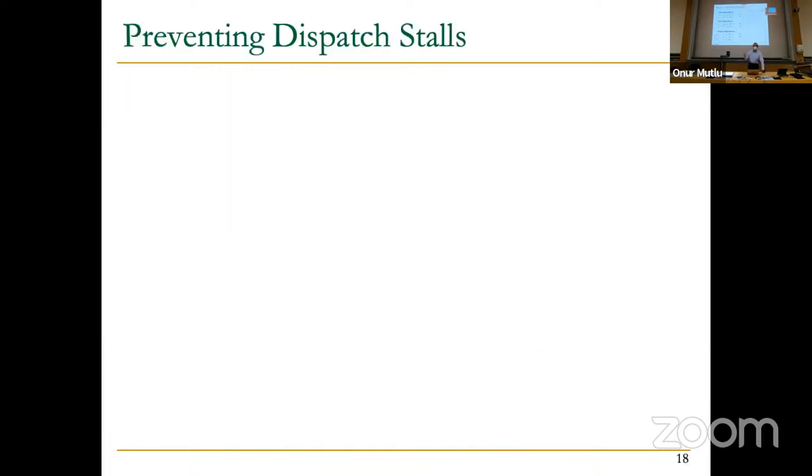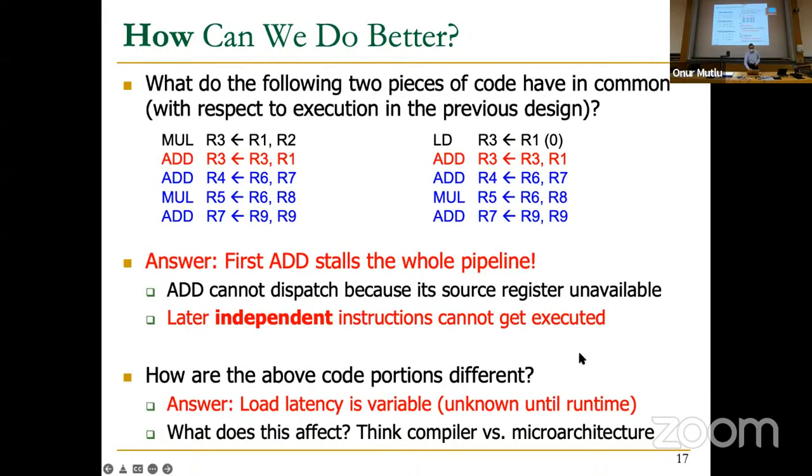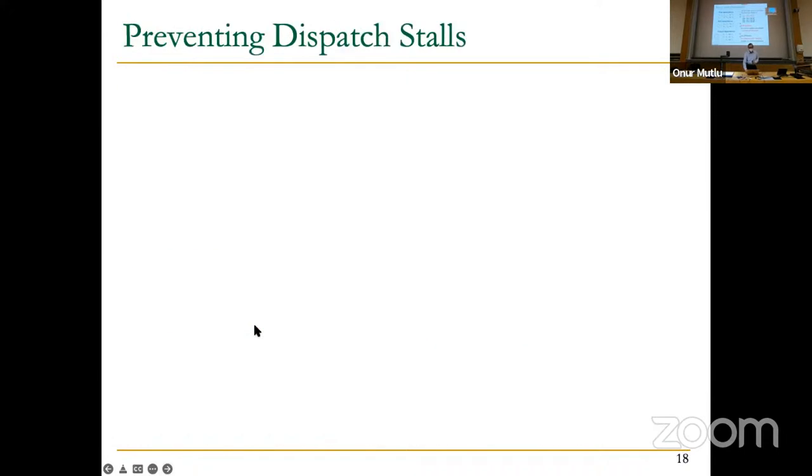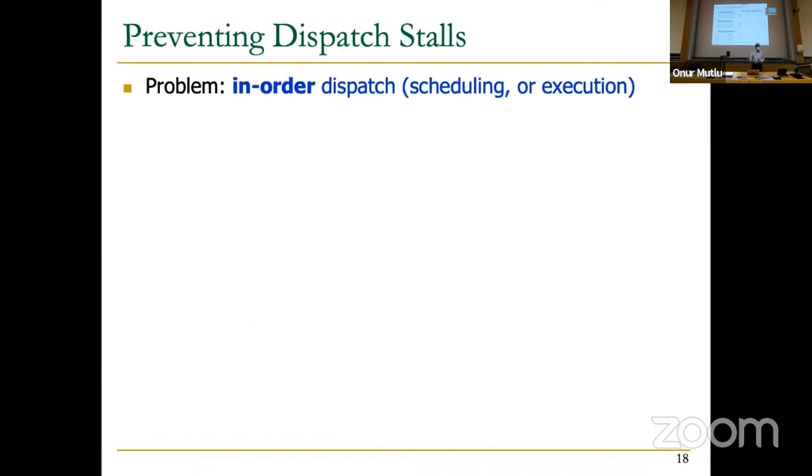Okay, so let's talk about these two pieces of code. They show that whenever you have a dependency, you cannot move the pipeline. You cannot dispatch, basically. Essentially, you have a dispatch stall. As a result, later independent instructions cannot get executed. So how can you prevent it? Basically, the fundamental problem is you have in-order dispatch. In other words, in-order scheduling, in-order execution, this is called.